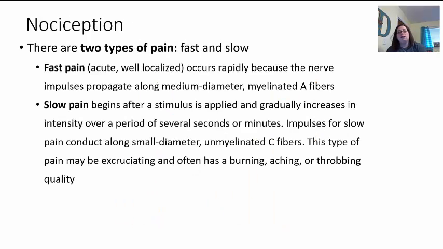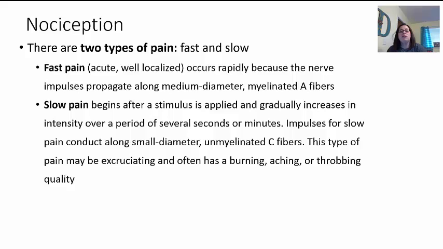Now, when we look at nociception or pain, there's two main groups. There's fast pain and slow pain. Fast pain is what we also call the acute pain. It's localized. It moves very rapidly over large diameter nerves, and those nerves are myelinated. A lot of times we call them myelinated A fibers.